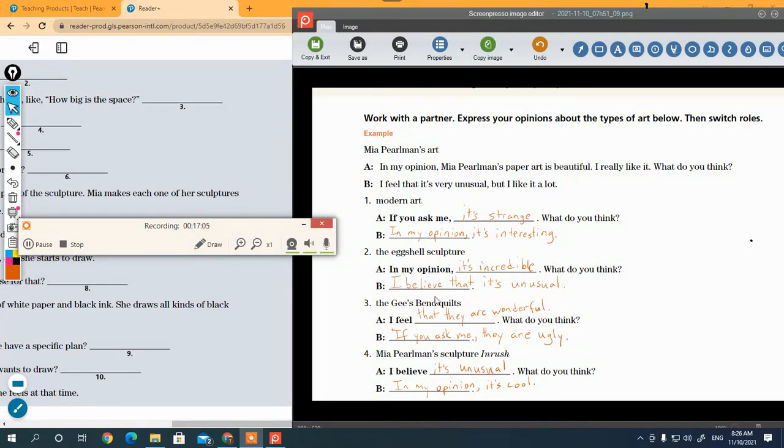Or what about the Gee's Bend quilts? I feel that they're wonderful. What do you think? If you ask me, they're ugly. Or Mia Perlman's sculpture Rush. I believe it's unusual. What do you think? It's weird. I believe it's weird. In my opinion, it's cool.